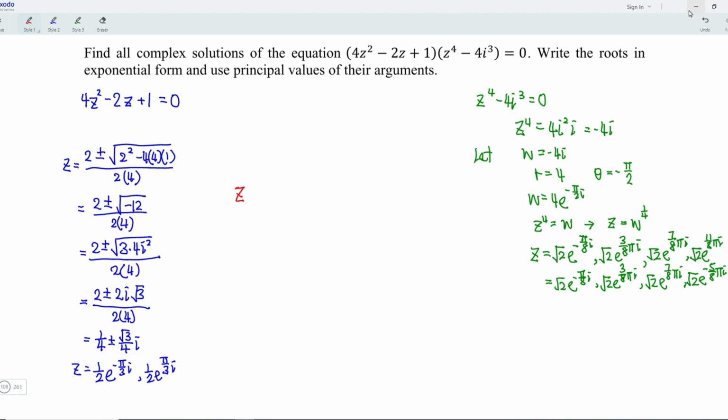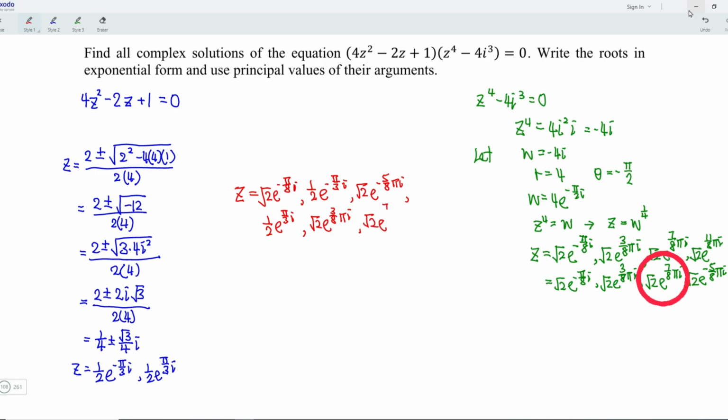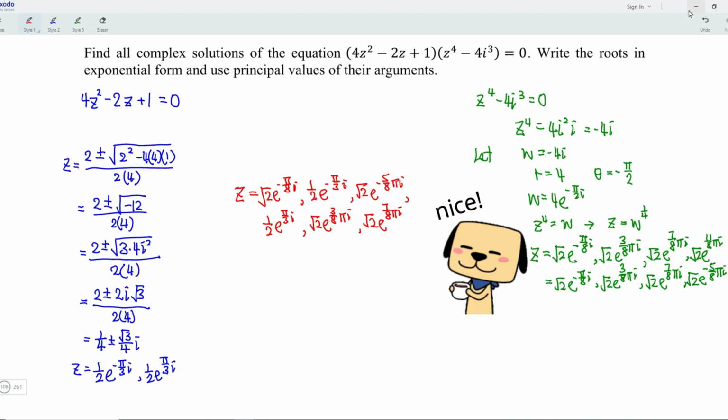Therefore, the complete solutions of the equation are square root of 2 e to the power negative pi over 8 i, 1 over 2 e to the power negative pi over 3 i, square root of 2 e to the power negative 5 over 8 pi i, 1 over 2 e to the power pi over 3 i, square root of 2 e to the power 3 over 8 pi i, and the last one square root of 2 e to the power 7 over 8 pi i, in increasing order of angles, and hence we are done.